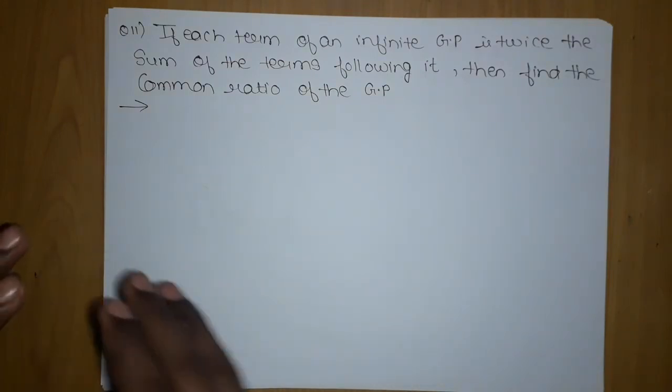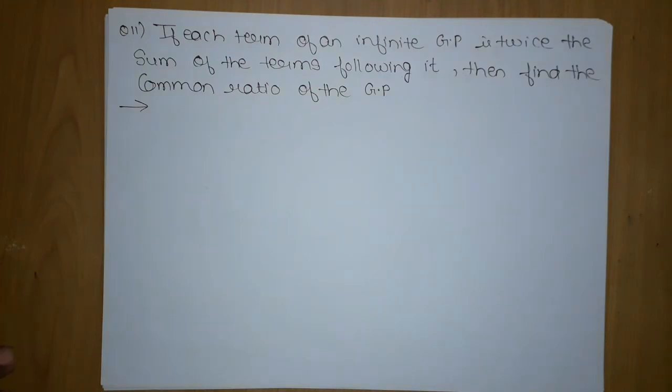Okay, if I take T1, it should be twice T2 + T3 + T4 and so on, the sum of all the terms. If I take T3, it should be twice T4 + T5 + T6, meaning twice the sum of all the terms after that term. This gives you another hint that it will be an infinite GP.